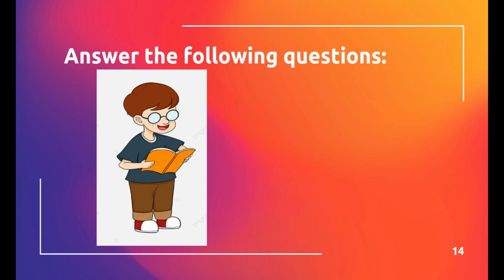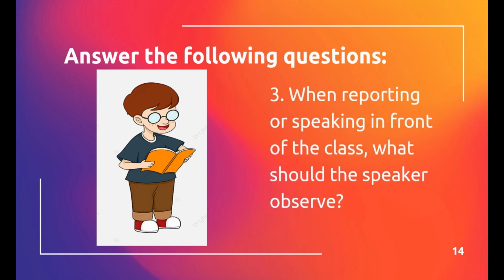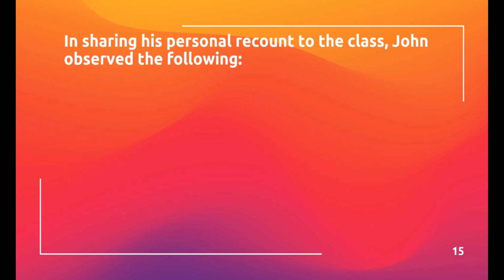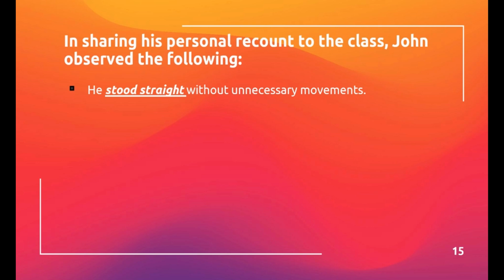Question number 3. When reporting or speaking in front of the class, what should the speaker observe? Oh, you got some great ideas. In sharing his personal recount to the class, John observed the following. First, he stood straight without unnecessary movements. When speaking in front, it's important to stand up straight so you can project your voice across the room. It will also promote good posture and allow the audience to focus on you and what you're saying. On the other hand, it's not good to walk around too much as it will distract your audience from what you're telling them.